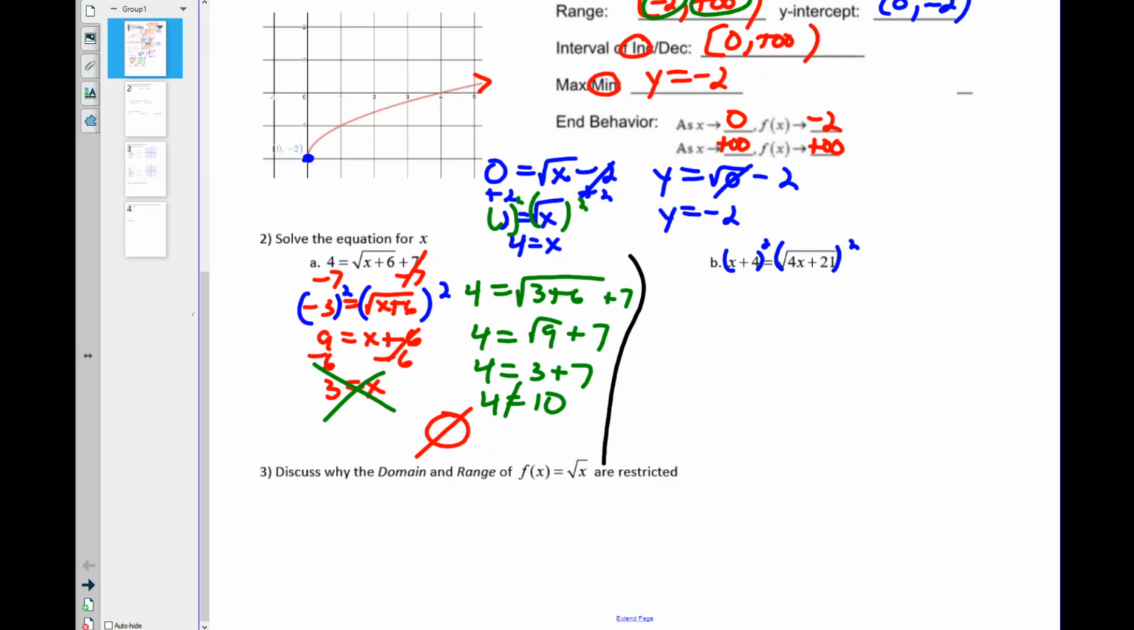Just please remember that you can't distribute the square. On your paper, if you need to write it as x plus 4 times x plus 4, and then FOIL it out. But just to save space, I'll do x squared plus 8x plus 16. That's what I would end up with, is equal to 4x plus 21. Stephanie, what type of an equation has this become? Yeah, it's quadratic. So Alice, what should I do next?